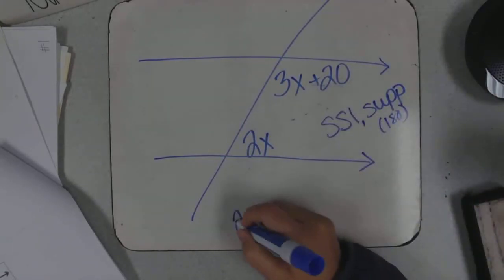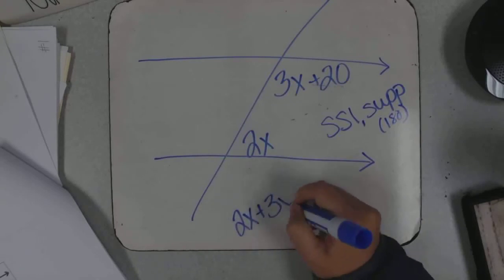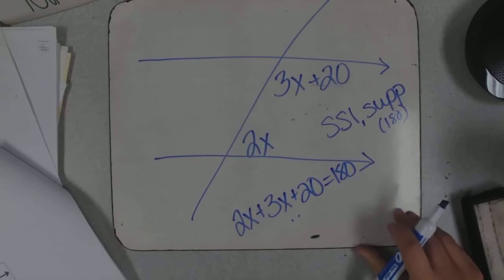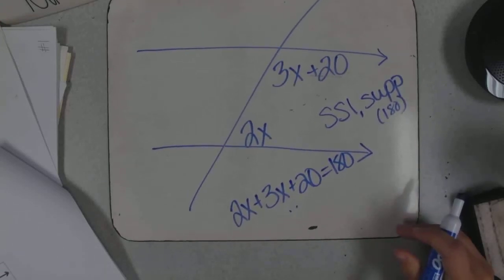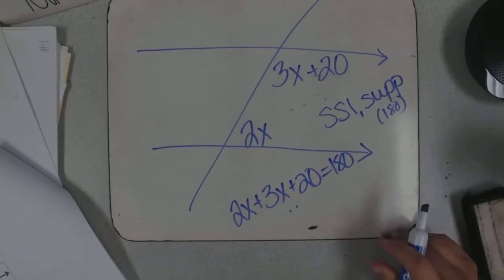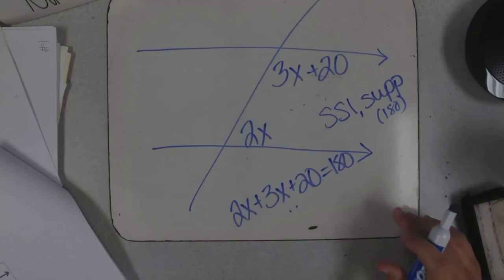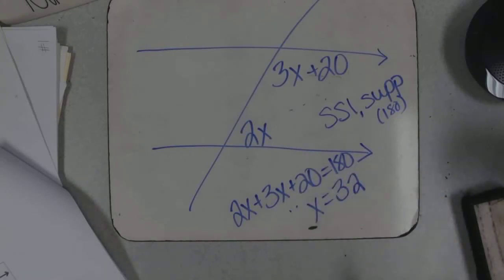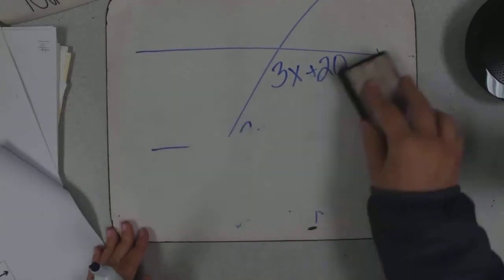So our equation: 2x plus 3x plus 20 equals 180. There you go, there's your geometry part. Now just use your algebra to solve. If it takes you a couple seconds, maybe just pause the video. You should end up with x equals 32. Okay? Next example.